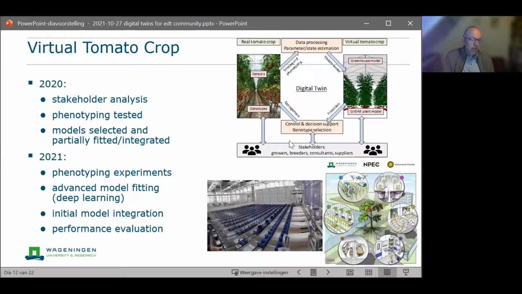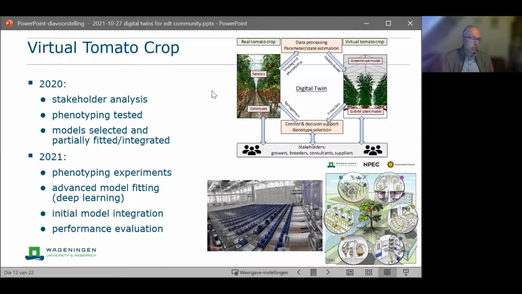Now, for the three flagship projects, this is the first one. It's called Virtual Tomato Crop. So it's focusing on the growth of tomatoes in a greenhouse. And we have many detailed models of tomato growth, like 3D models. We can even show how the leaves grow. And we also have models characterizing the influence of nutrients, seeing the effects of climate, air quality, etc.